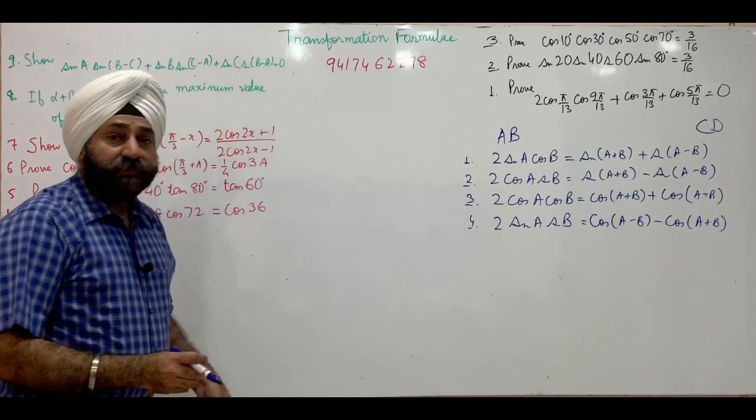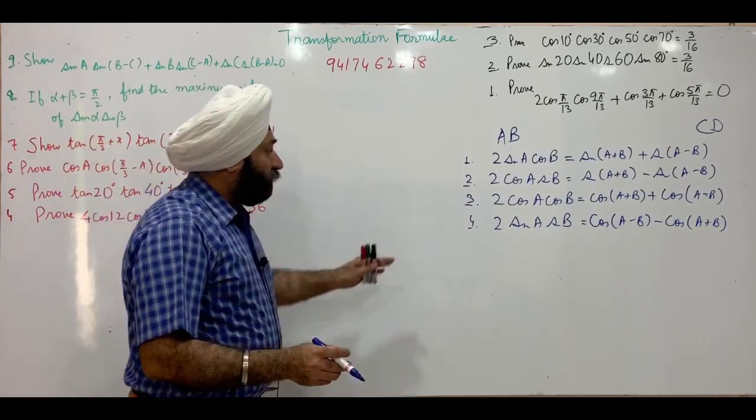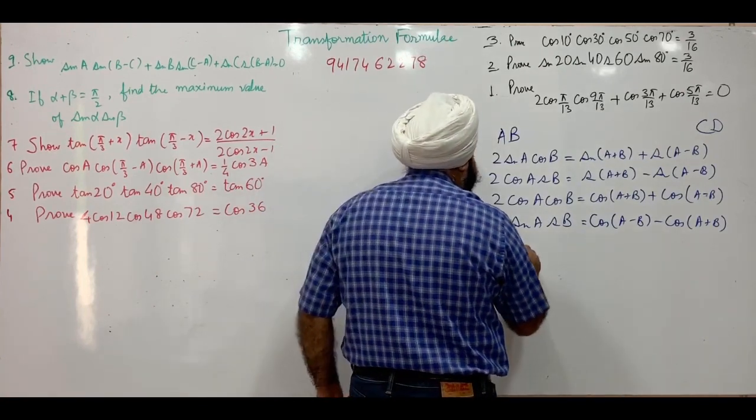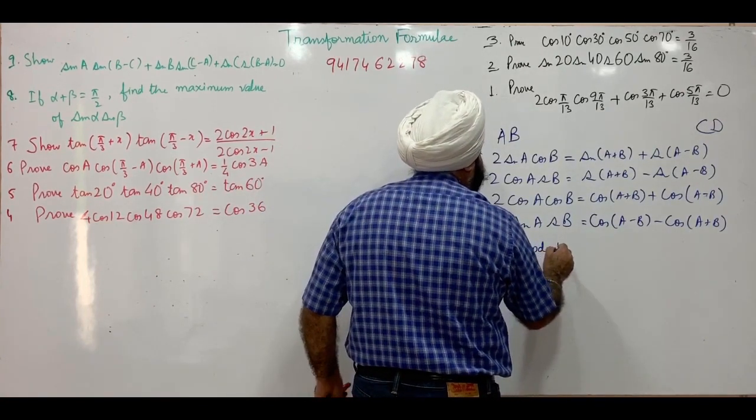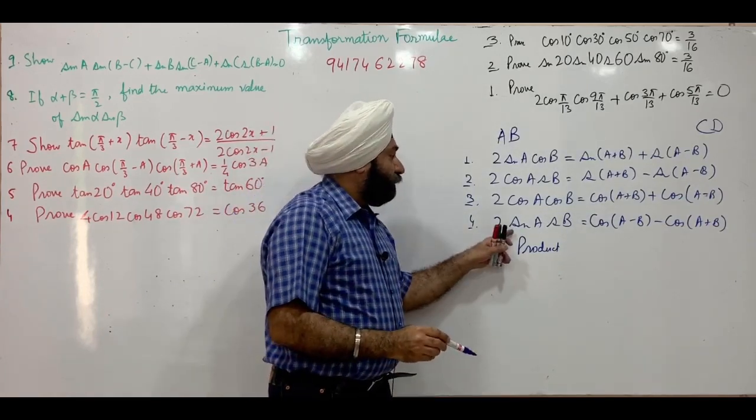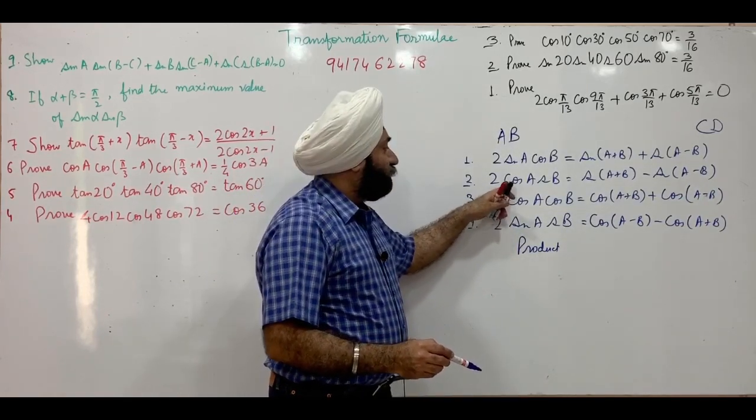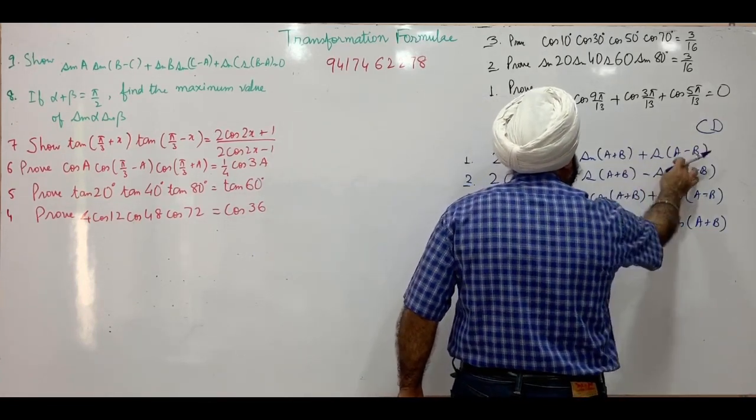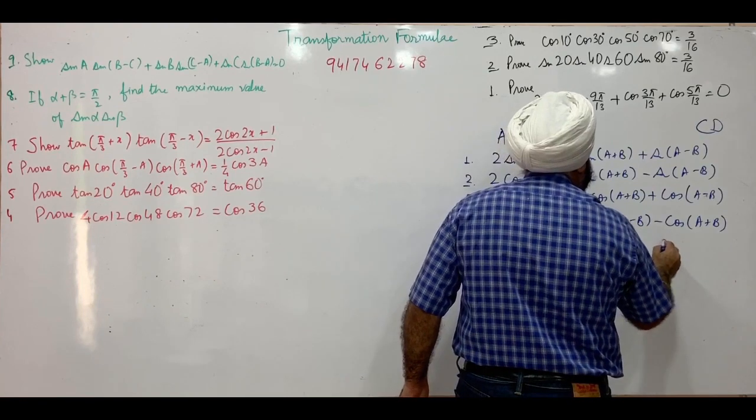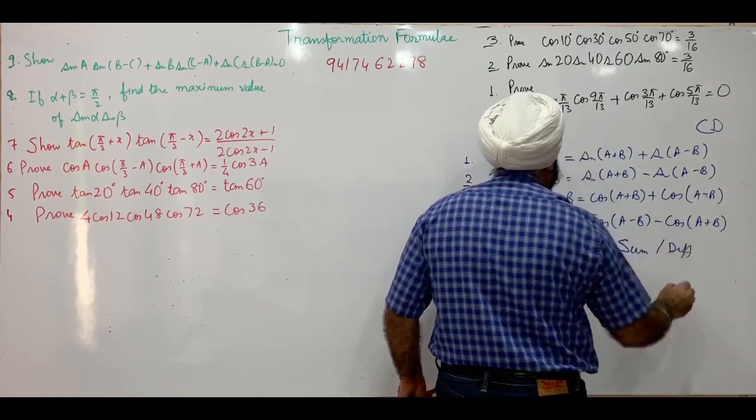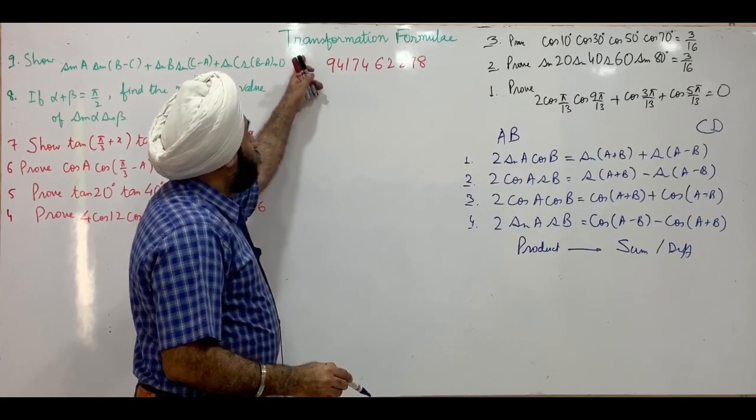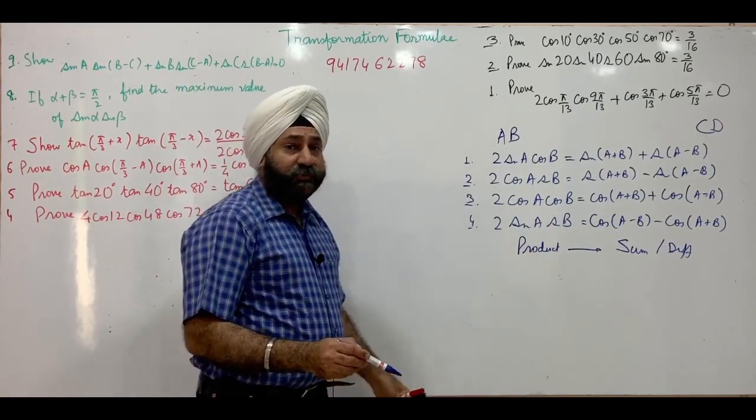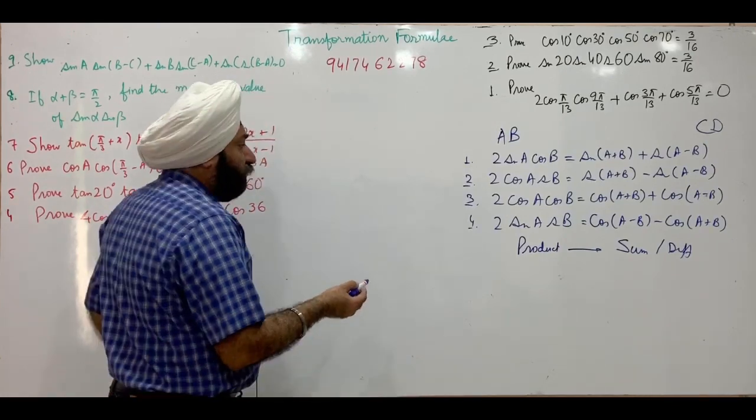So transformation, we understand, is change. So what are these formulas changing? On the left hand side we have a product of two sines or two cosines, cos and sine, sine and cos. And on the right hand side we have a sum or difference. So product is changing to sum or difference. This is in transformation formulas called AB formulas. We can easily prove these formulas.